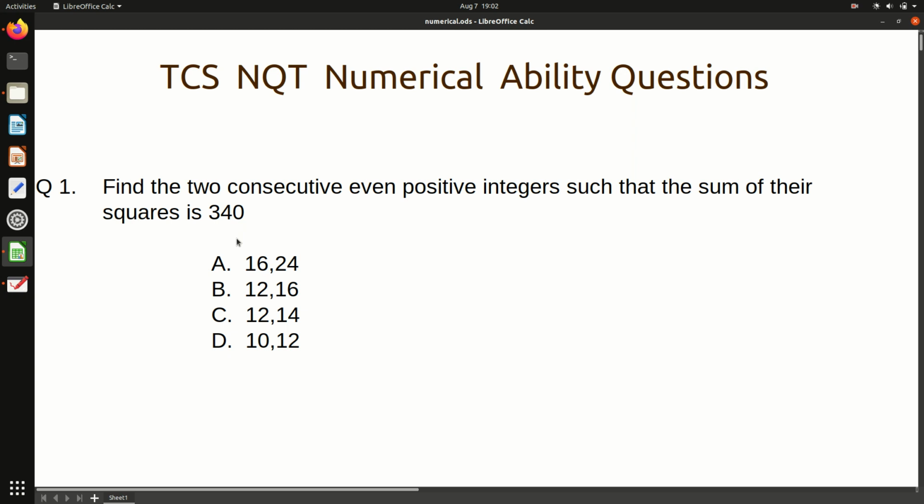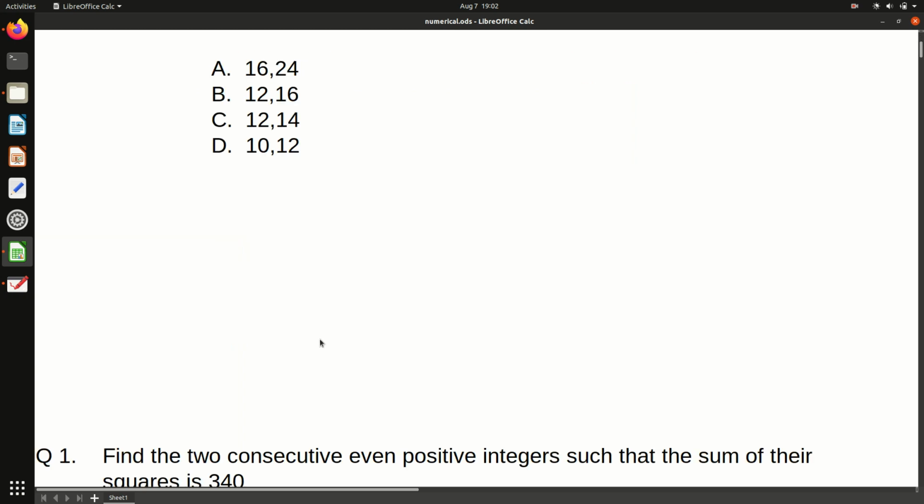We will discuss the questions from the easy ones, and slowly move to the more difficult ones. So let us start. This is the first question. You can pause the video and try it yourself, then we will move to the solution. The question is: find the two consecutive even positive integers such that the sum of their squares is 340. I hope all of you must have solved this question, and if not, we will see the solution.